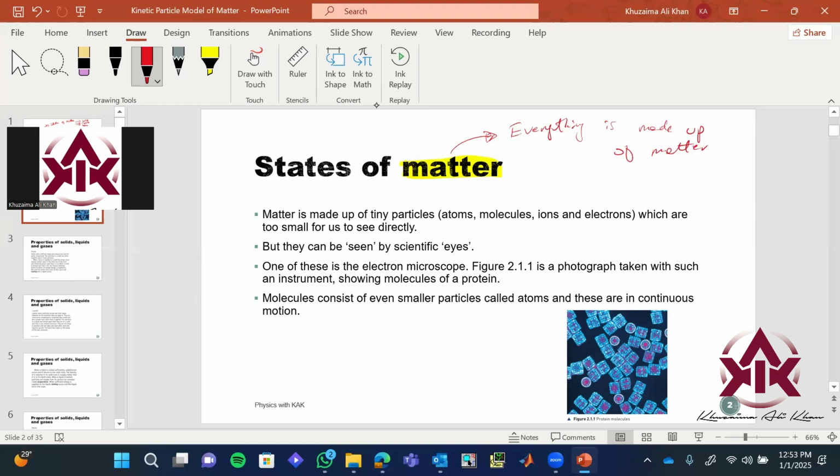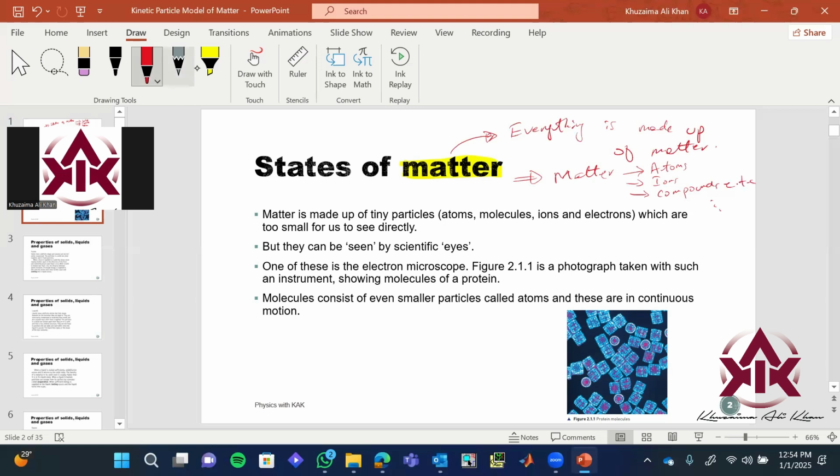But what is matter? Matter is everything which we have studied in chemistry. It can be atoms, ions, compounds, molecules, and so on and so forth.